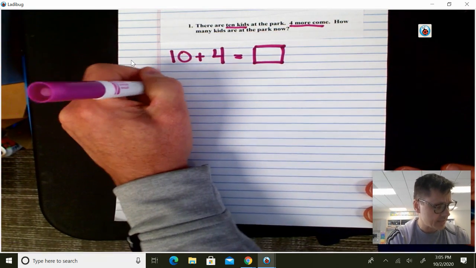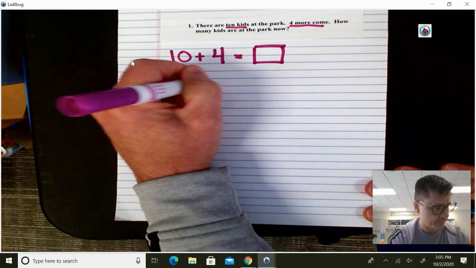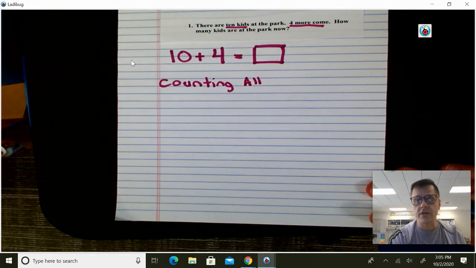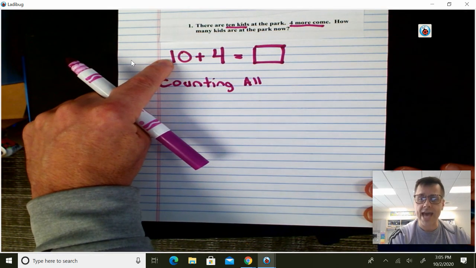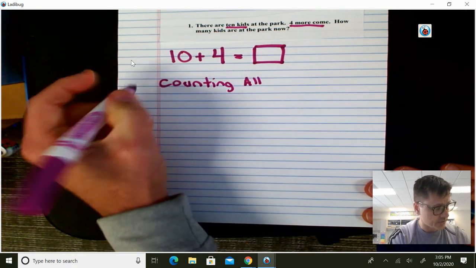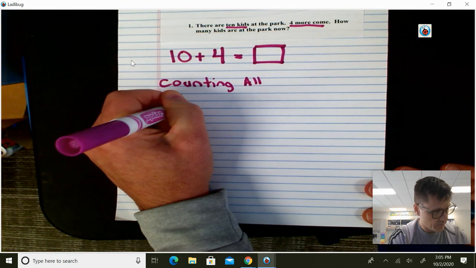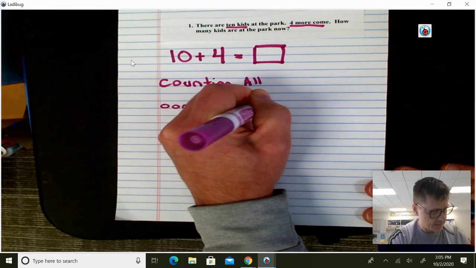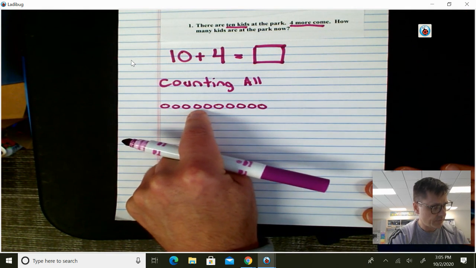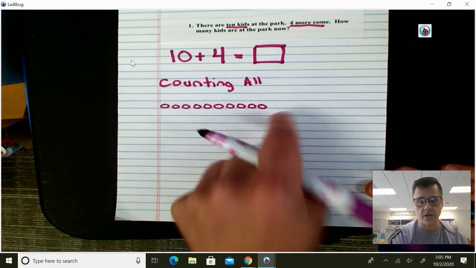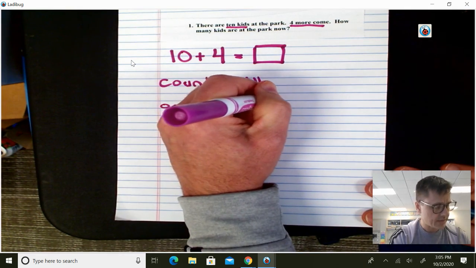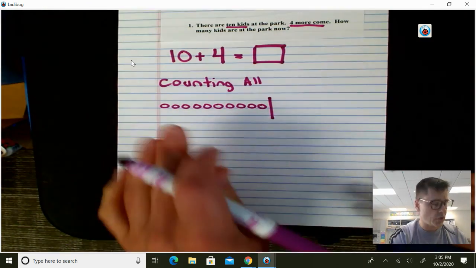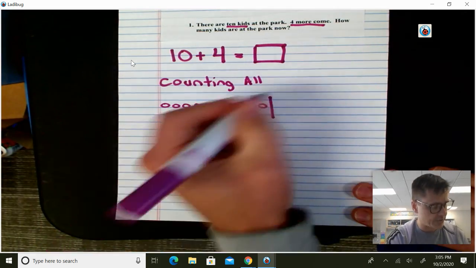The first way is the counting all strategy. To do the counting all strategy, I look at my first add-in or partner and I draw that in circles. 1, 2, 3, 4, 5, 6, 7, 8, 9, 10. I always double count to make sure I'm correct. Then I draw a break apart stick. This helps me see that there are two numbers coming together to make the larger number.